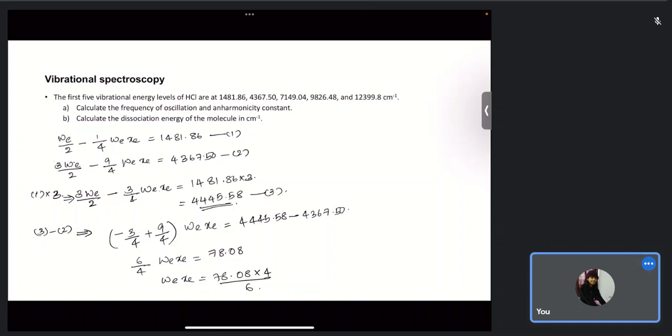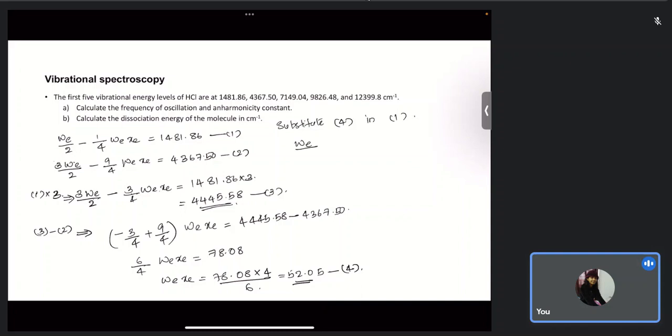So this is 52.05. So omega E xc is going to be 52.05. So this is going to be equation 4. What we'll do is we'll substitute 4 in 1.